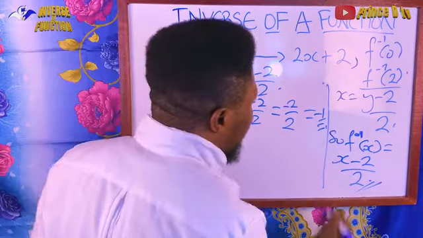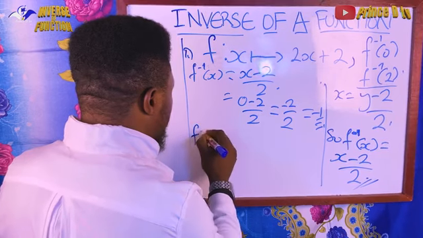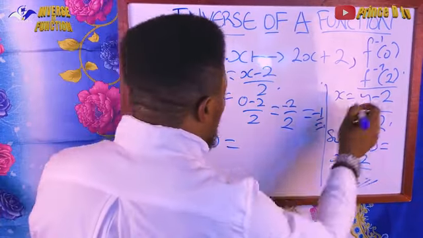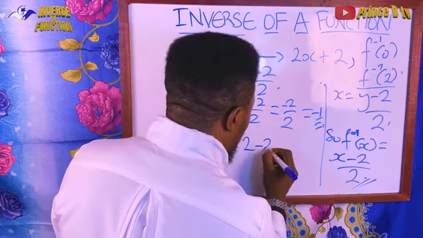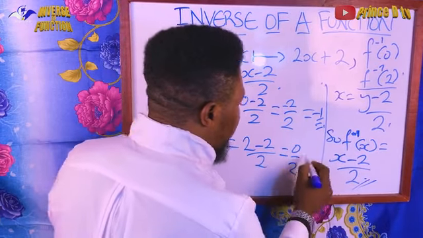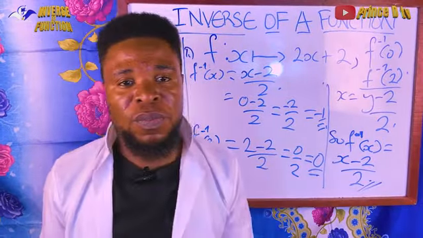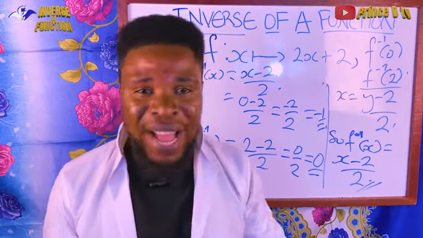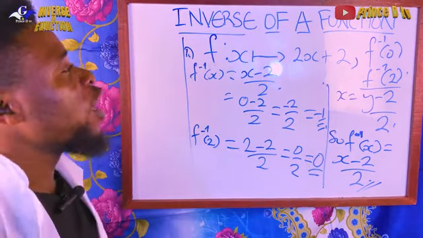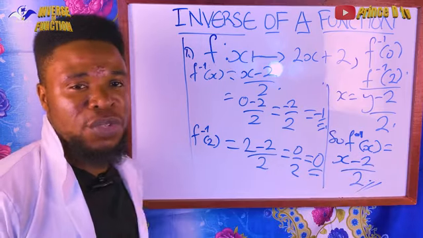And lastly, but not the least, f inverse of 2. f inverse of 2 is equal to x, we replace it with 2, minus 2 all over 2. 2 minus 2 is 0, all over 2, and 0 divided by 2 is 0. So our f inverse of 2 is 0. And we are done. That is exactly the way to look for the inverse of a function, and of course looking for the specific values of the inverse of certain values.